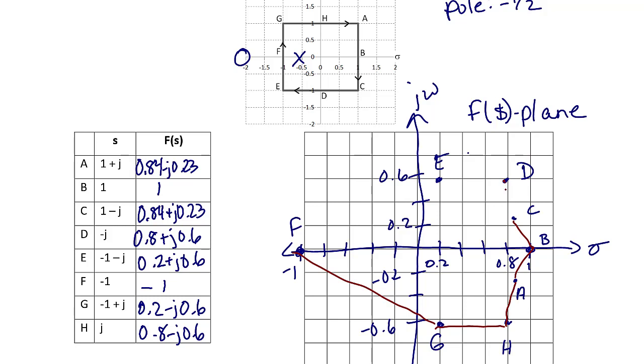And note here that we have a counterclockwise encirclement of the origin because we had a clockwise encirclement of the pole in the path.